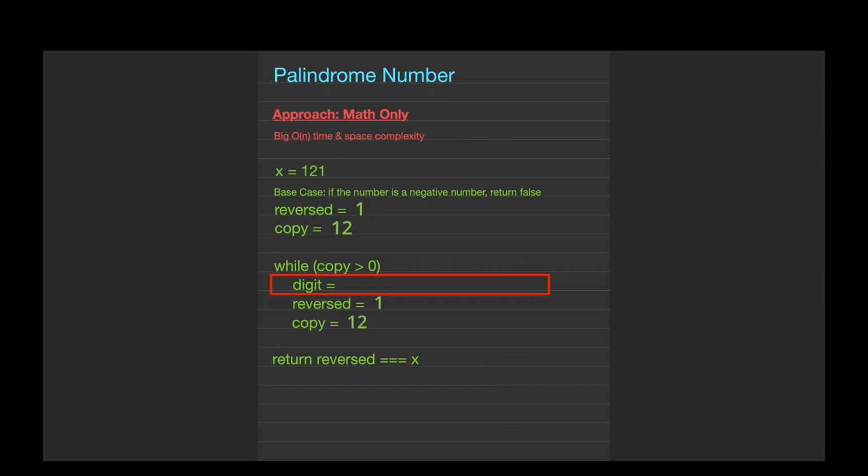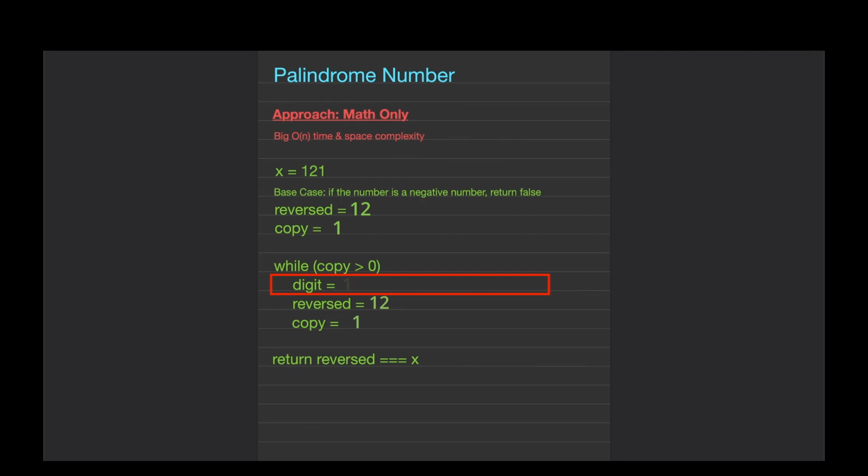12 modulo 10 gives us a digit value of 2. Reverse times 10 plus 2 equals 12. Copy divided by 10 is 1.2, and 1.2 passed to the math floor method leaves us with a copy of 1. Copy is still greater than 0, so our while loop iterates again.